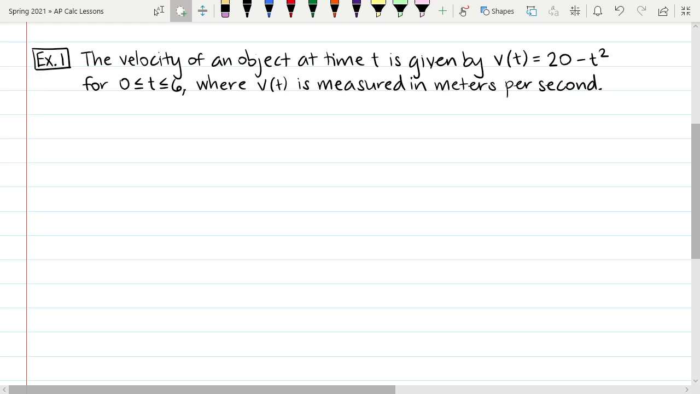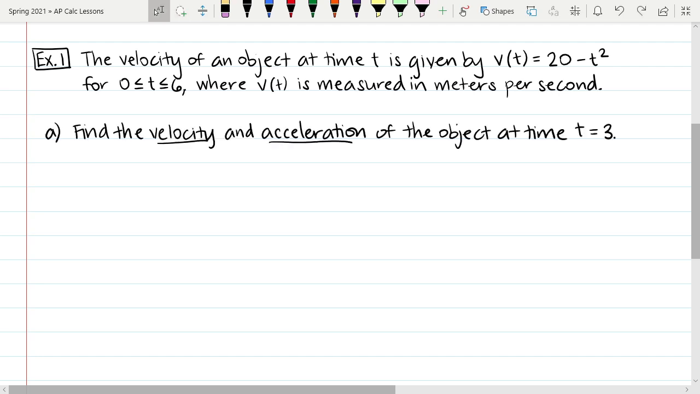Now, just a quick note, since velocity is being measured in meters per second, then that does mean that time must be measured in seconds. Okay, so the first part of the question: find the velocity and acceleration of the object at time t equals 3. All right, so we're trying to find the velocity and the acceleration at time t equals 3.